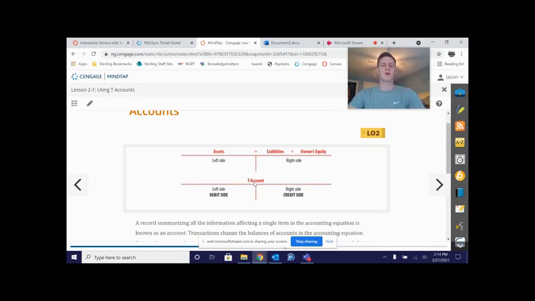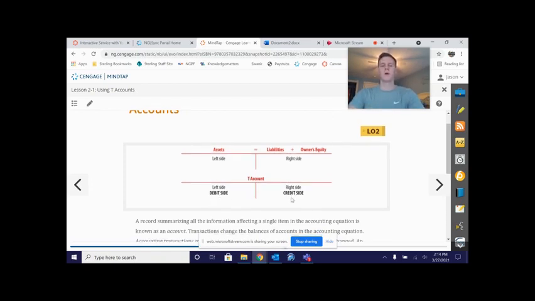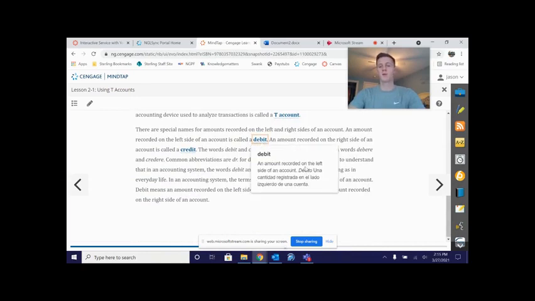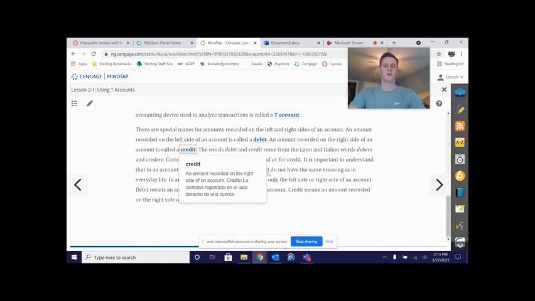Within those T accounts, there is simply a left side and a right side, a debit side and a credit side. There's really no rhyme or reason as to which one's which. You just have to remember the debit side is the left of the T account, the credit side is the right of the T account. Again, there's really no crazy reason behind that. It's just left is debit, right's credit. Even down here in the definition, a debit is an amount recorded on the left side, credit, an amount recorded on the right side.